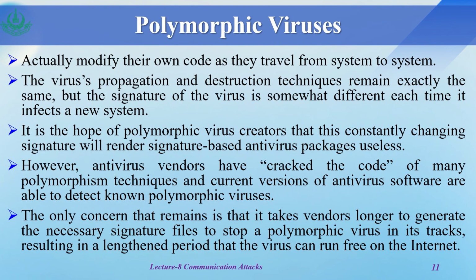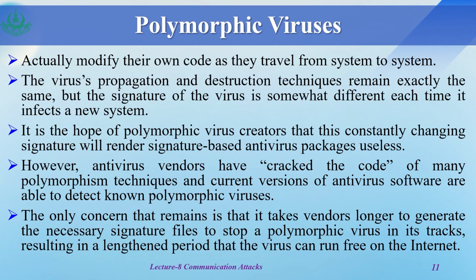Polymorphic viruses actually modify their own code as they travel from system to system. The virus propagation and destruction techniques remain exactly the same, but the signature of the virus is somewhat different each time it infects a new system.